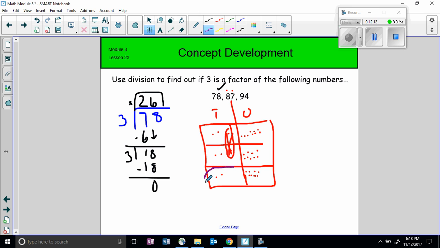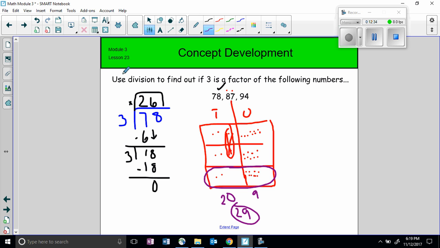Alright, well they all went in evenly. So 1, 2, that equals 20, not 2. And then 1, 2, 3, 4, 5, 6, 7, 8, 9, which gives me 29. So that went in evenly. That was nice. And the last one's 94.